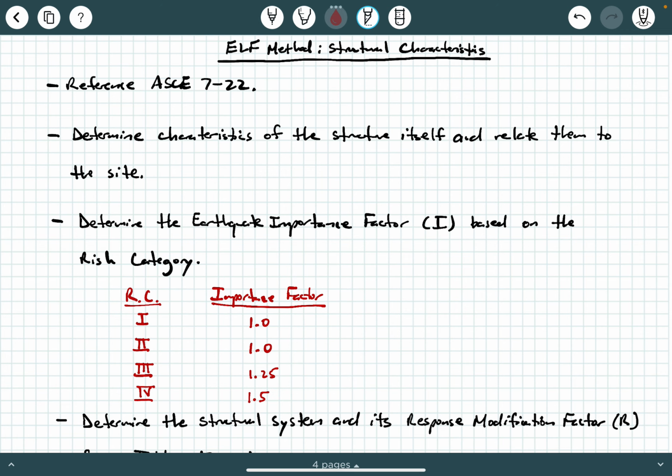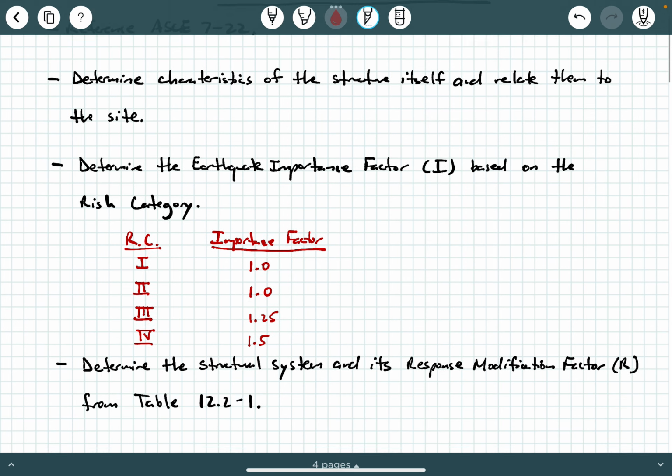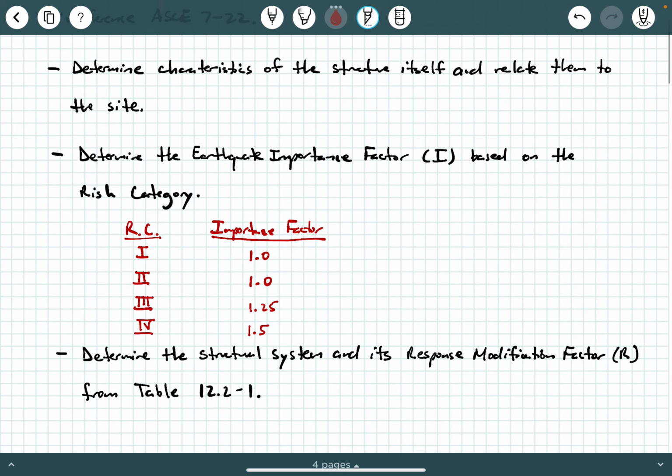The next thing we're going to determine is the structural system and its response modification factor, which we call R. And we're going to get this from Table 12.2-1 of ASCE 7. Now, this is a big table, so if you have your ASCE 7 with you, I would open that up. It's spread out over multiple pages.